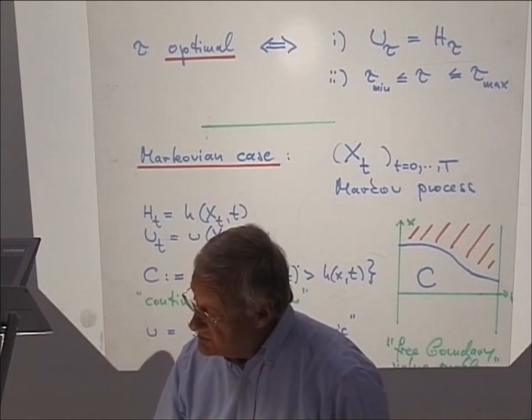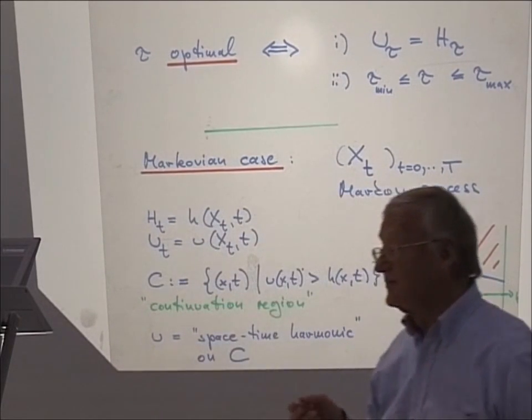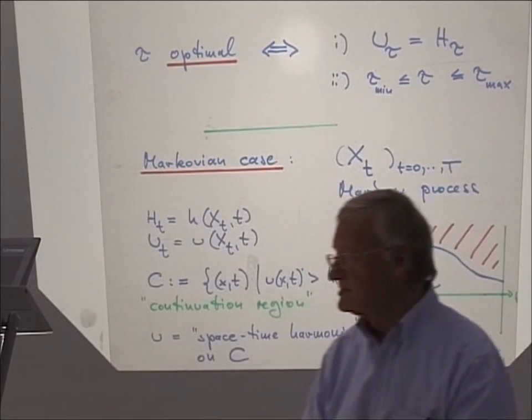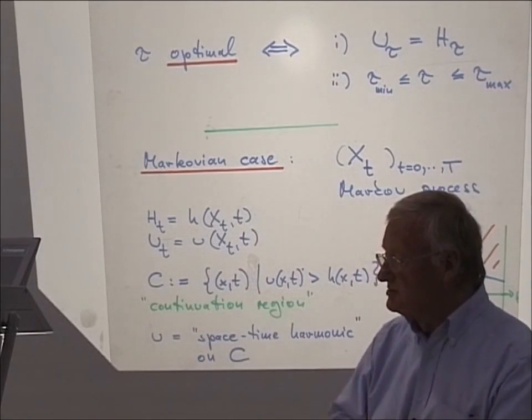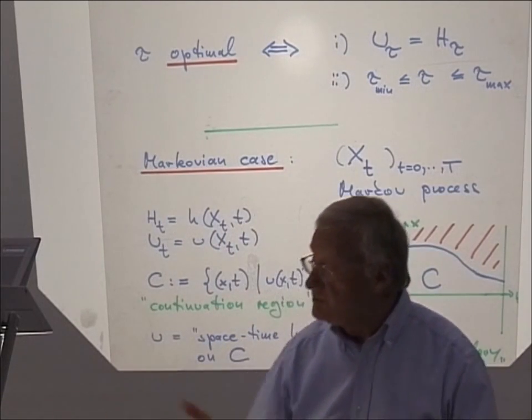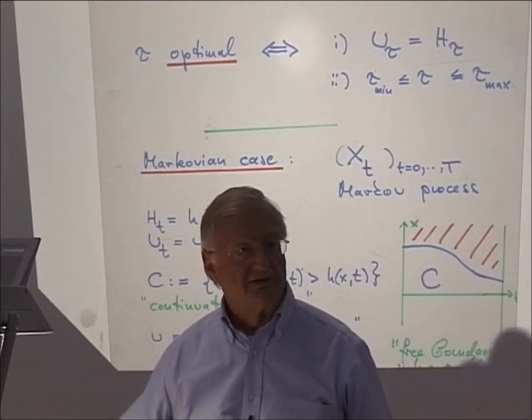Up to that time, so as a function on that continuation region, u is a martingale along the price fluctuation, which for the Markov process has an analytical description: space-time harmonic. If this is a nice diffusion, it would be a solution of a PDE, and you have a free boundary value problem of Stefan's type to solve that.